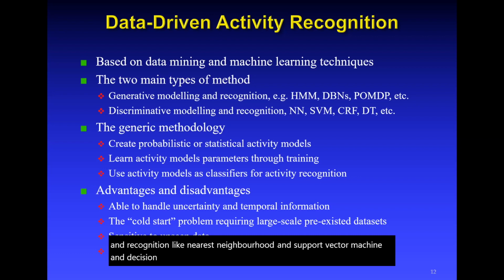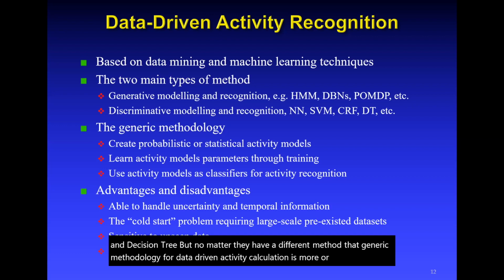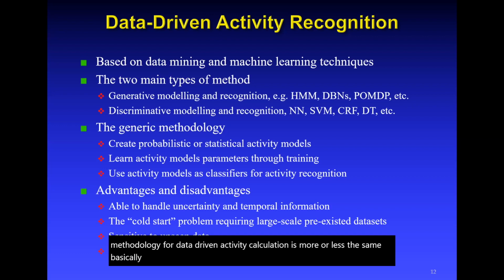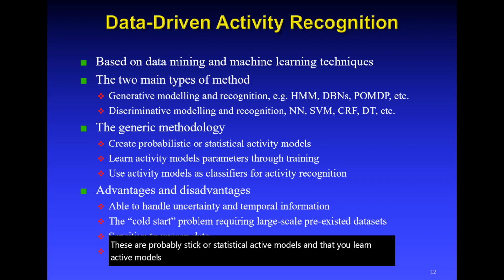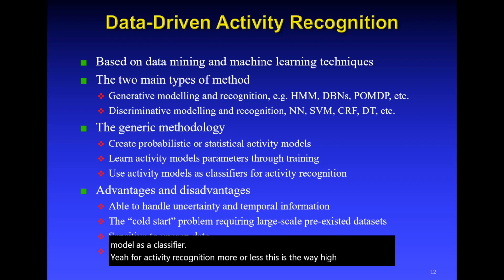But no matter that they have different methods, the generic methodology for data-driven activity recognition is more or less the same. Basically, you create the probabilistic or statistical activity models, and then you learn the activity models. Basically, you train the parameters, and then you use the activity model as a classifier for activity recognition. More or less, this is the high-level generic methodology.